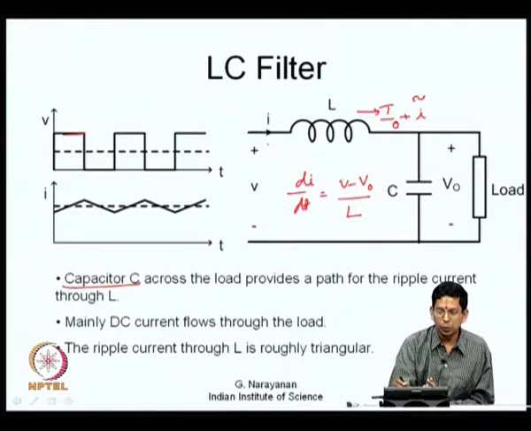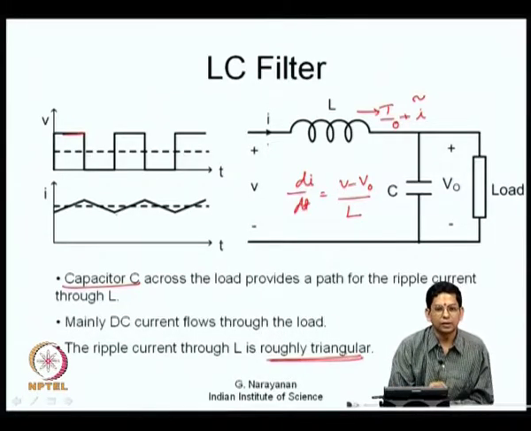Similarly, when this input V is equal to 0 in the other interval, in one of this interval it is equal to some 10 volts or so, in the other interval it is equal to 0. In that case, dI by dt is simply minus V naught by L. So, the slope is negative and therefore, the current comes down, and if V naught is practically a DC, it is going to come down with a constant slope. So, you see that the current waveform is roughly triangular in nature now.